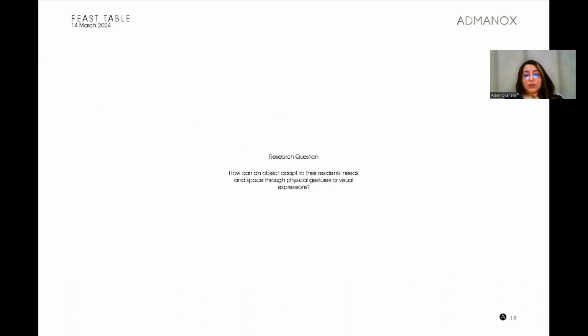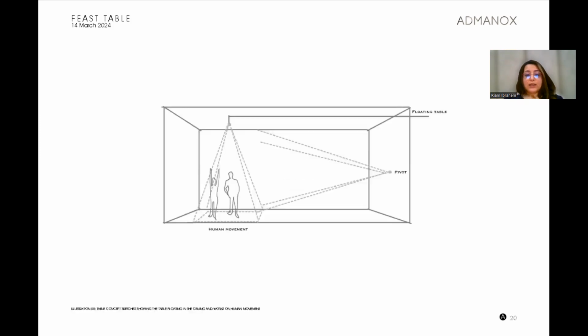So the research question at the beginning was, how can an object adapt to their residents' needs and space through physical gestures or visual expressions, like a click of finger or a physical gesture, clapping or something, or pulling a lift or something to make the table come down. So I did edit this issue, so you will not be seeing the previous examples that I proposed for this project.